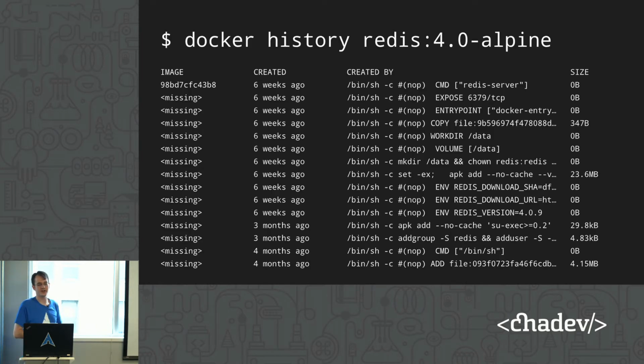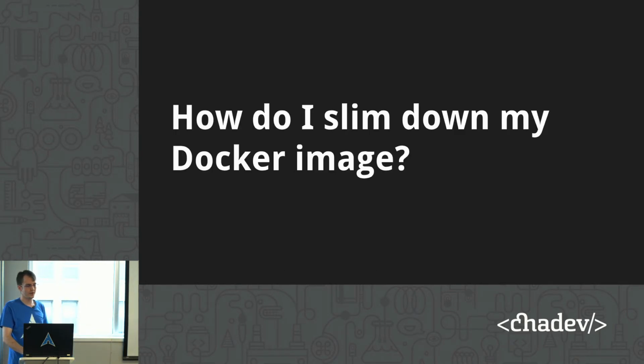So docker history is your friend here, right? It's going to show you which commands introduce layers into your image. Spoilers, it's all of them. And it will show you what the size of those layers are. On the right-hand side, they're the size. So how do you trim down those layers, right?